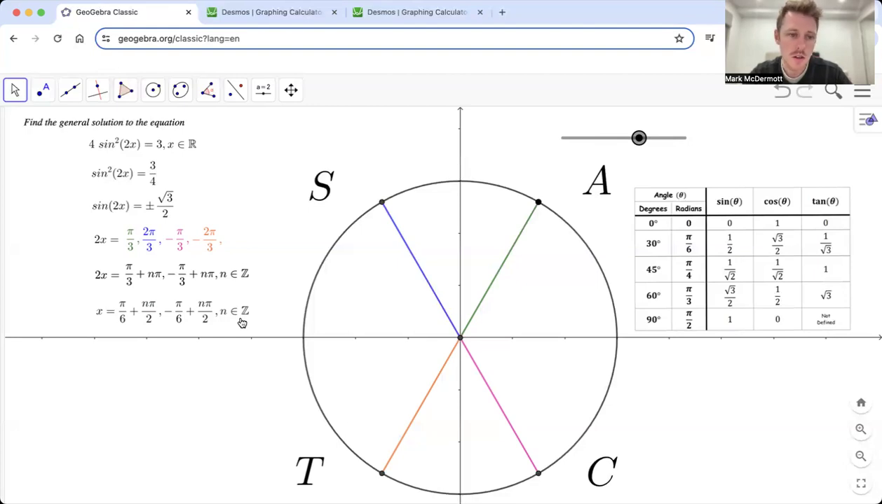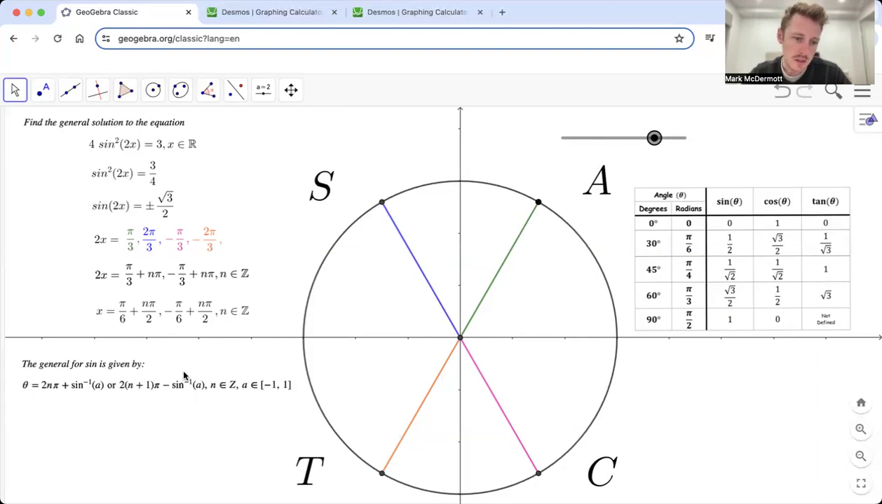Now, I was asked another question, which might have occurred to you. Why did I pick this green line and the pink line? Why didn't I pick the green line and the blue line? And I'm going to say that you could have done that as well. Yeah, that's also fine. So let me explain what I mean.